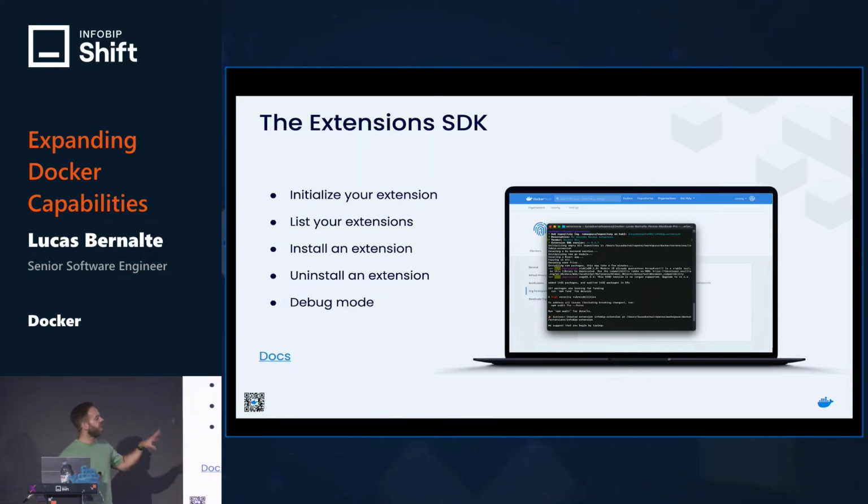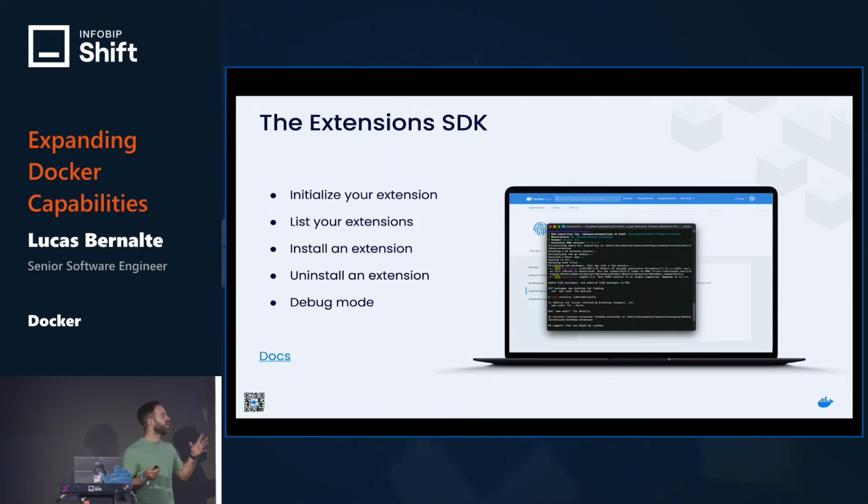And apart from all the things that you can do inside the extension, we also provide some CLI commands that you can use to initialize your extension. This is the most important one at the beginning, because it's going to create a template for you, so that you don't have to worry about bootstrapping your extension. It's going to be already there for you. You can list your extensions for sure. You can install them, uninstall them, and enable debug mode, which is really cool if you want to see what's happening inside of the application.